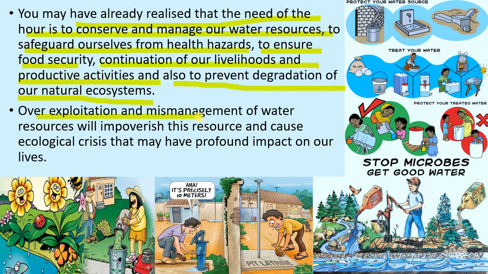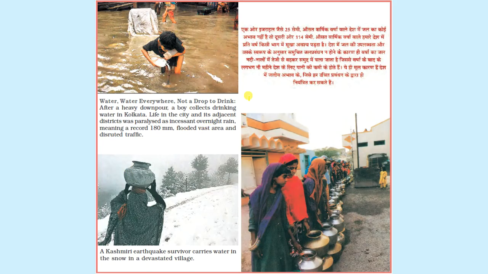Overexploitation and mismanagement of water resources will impoverish the resource and cause ecological crisis. If we continue this exploitation and mismanagement, of course the problem will increase and continue and will cause an ecological crisis that may have a profound impact on our lives. And it will not just come, it has come, and we are suffering now, and even then we are not taking care of these wrong practices. We need to stop now and follow some measures that can help us solve these problems. Here one story has been discussed about the country Israel and the problem existing in our country.